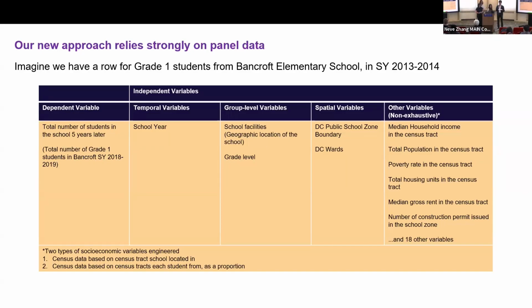Finally, we have socioeconomic variables. These were taken from ACS 5-year data as well as Open Data DC. We engineered socioeconomic variables in two ways. The first method takes the census data from the school location. The second method averages census data of the census tract each student lives in. I will now hand over the time to Amy and Nev to discuss our model in greater detail.